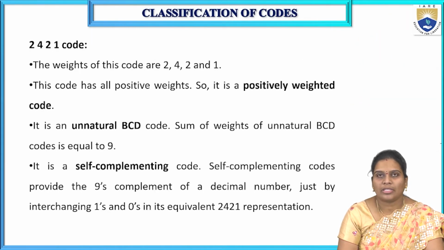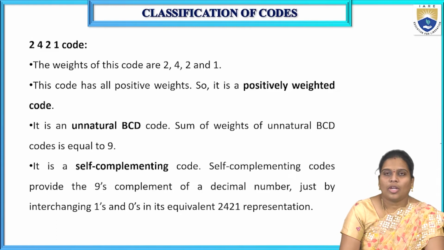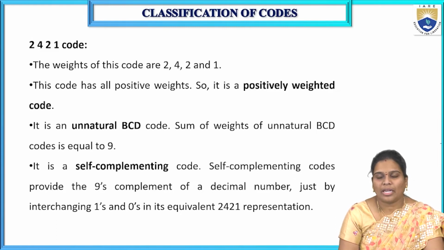Okay. So next one is the 2421 code. Here the weights are the 2421. This code has all positive weights. So that's why this is also called the positively weighted code. Here the weights are the 2, 4, 2, 1. Adding these bits 2 plus 4, 6, 6 plus 2, 8, 8 plus 1 is the 9. Okay. So now we are writing the binary values only for 0 to 9.